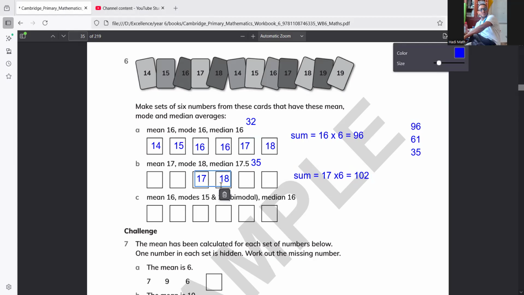Some people will ask, "Mister, can we make them 19 and 16?" If you make them 19 and 16, there will be no chance to write the 18, because 18 is between 19 and 16. When you write 19 and 16, you cannot write 18, because we're going to write the numbers in order. But we say the mode is 18. That means 18 is repeated 2 times. So our last number here should be a number bigger than 18.